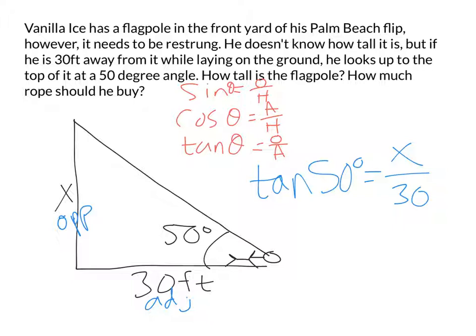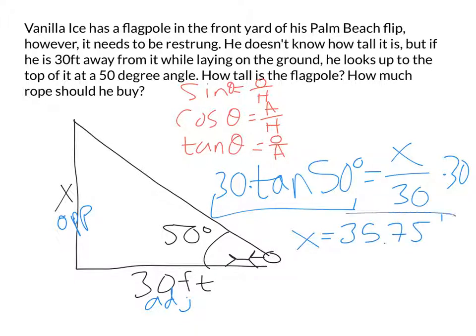How would I solve for x? Well, over here I am dividing by 30, right? How do I undo dividing by 30? I would multiply by 30 on each side. So I could type into my calculator what I have right here, 30 times tangent of 50. Or if I've already typed in tangent of 50, I'm just going to multiply that already in my calculator, and I'm going to get x equals 35.75 feet. So that's how tall the flagpole is. Right? That's our first part there.